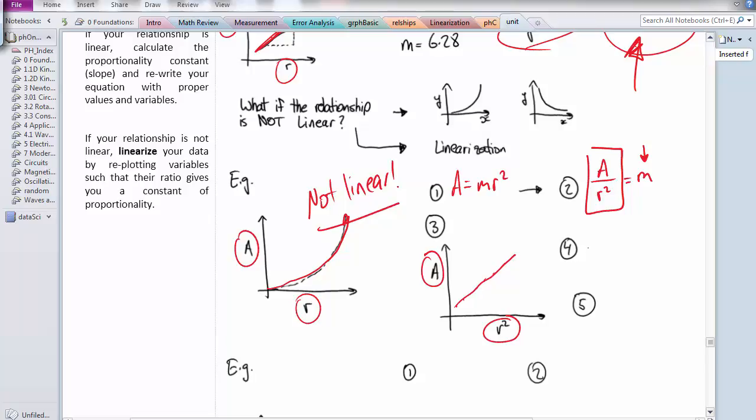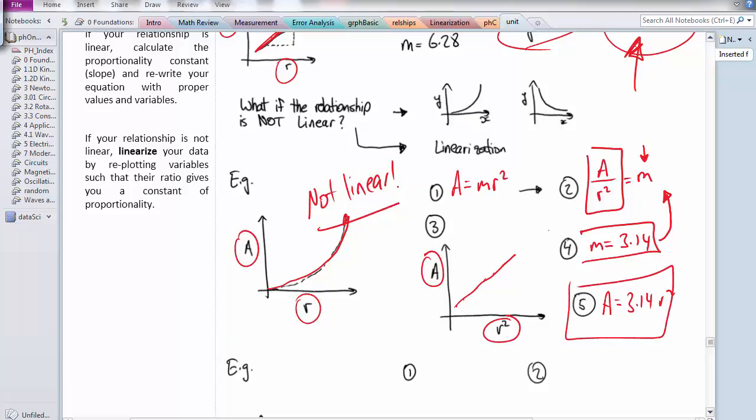In this case, we can use Excel and we can get a slope of, say, 3.14. Once we have that slope, we can sub it back into this equation, which tells us that a and r squared are related by a constant of proportionality of 3.14. So our equation is a is equal to 3.14 times r squared. So we went from a general equation, where the goal was to find this value for m, and we've done that by replotting variables and finding our constant of proportionality.